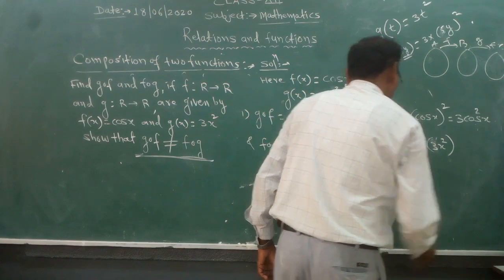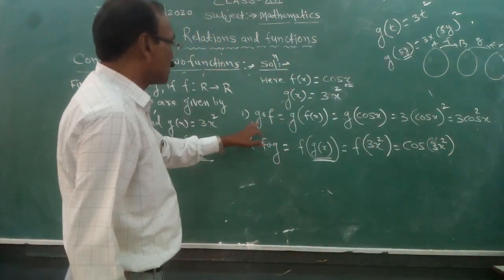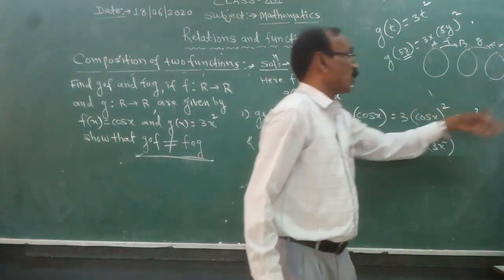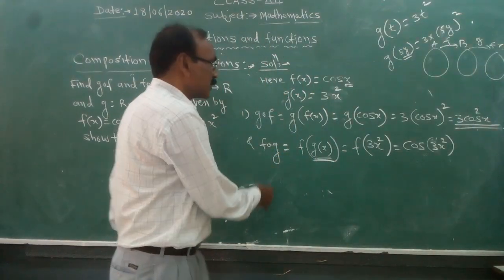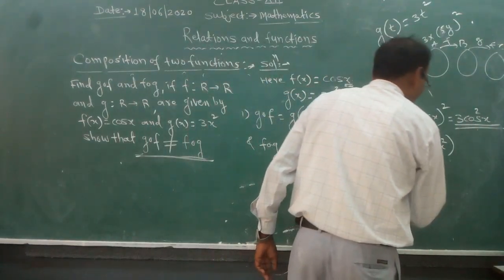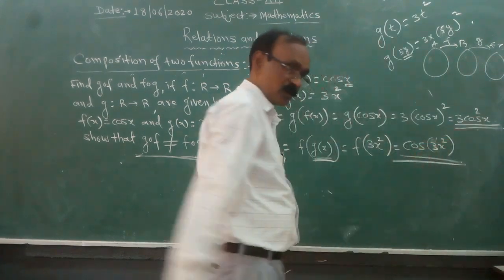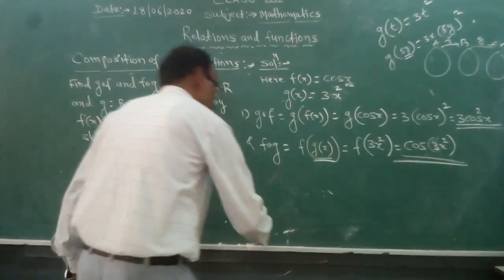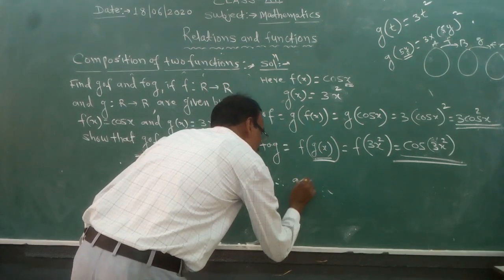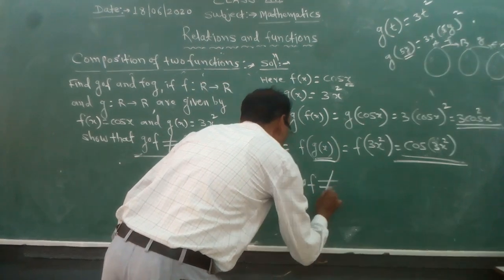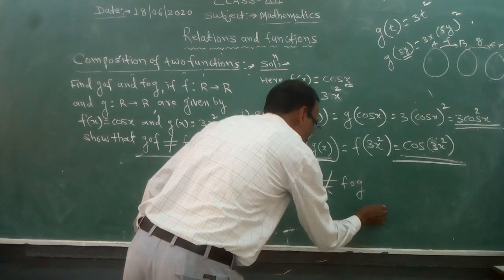So here the value of g circle f is 3 cos square x, and f circle g is cos 3x square. Are these values equal? No, definitely not equal. Therefore, from this we can write g circle f is not equal to f circle g.